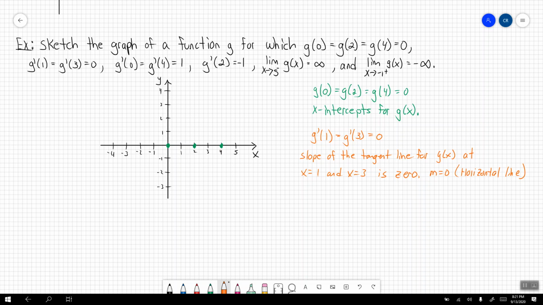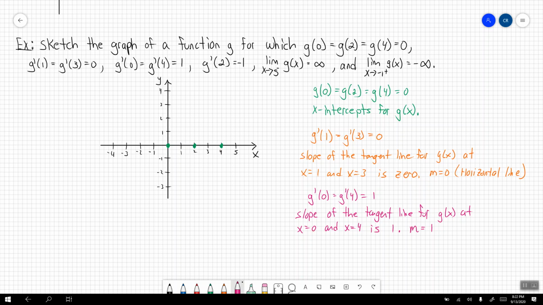So the next one that I'm going to look at is the next statement. The next statement is telling me that g'(0) is equal to g'(4), which is 1. So again, what this is telling me is that the slope of the tangent line for g(x) at x = 0 and x = 4 is 1. In other words, the slope of the tangent lines is equal to 1 at those given values. Now, those given values, those I know where to work at.